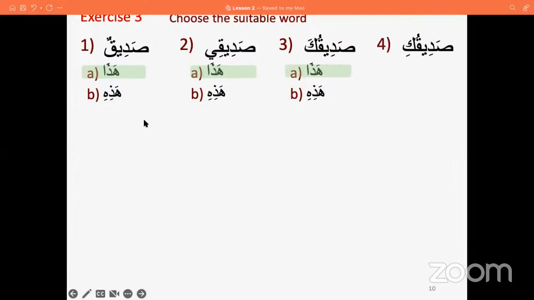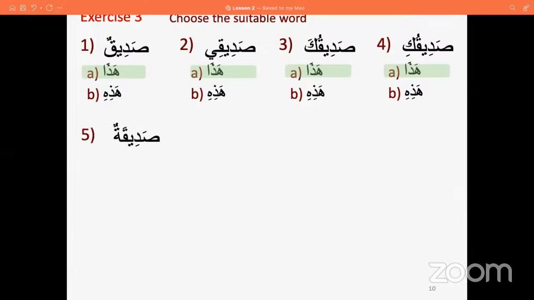It is hada. How about the word sadiquki? You see, this is where it gets tricky. Sadiquki. Is it hada or hadihi? Now remember the rule. Do not look at the ka or ki at the end of the word. That is not going to determine whether it's hada or hadihi. You look at the thing that you are pointing to. The sadiqun. Is it sadiqun or sadiqatun? Yeah, it's sadiqun. So we're going to say hada. Correct.